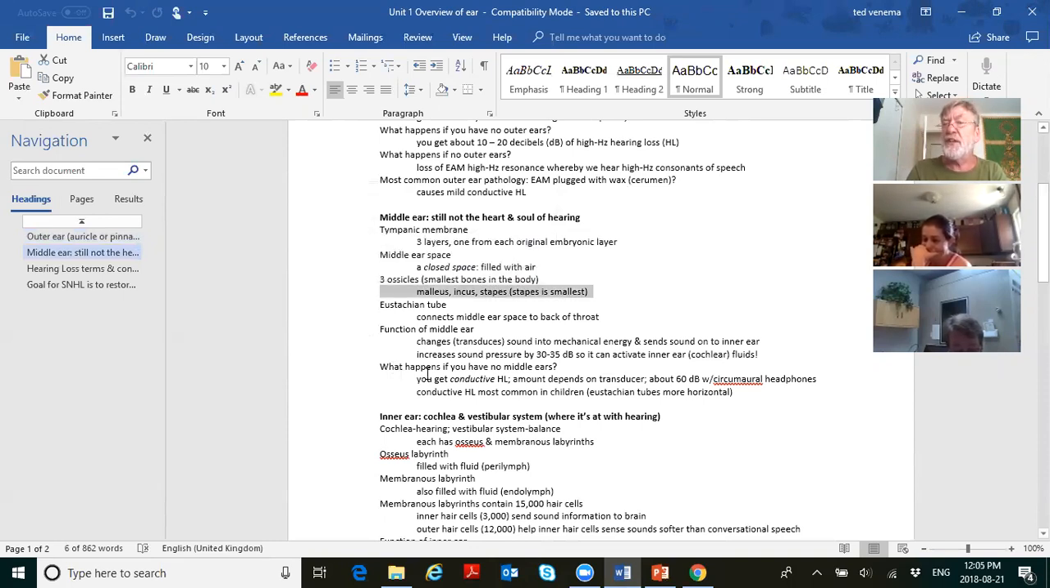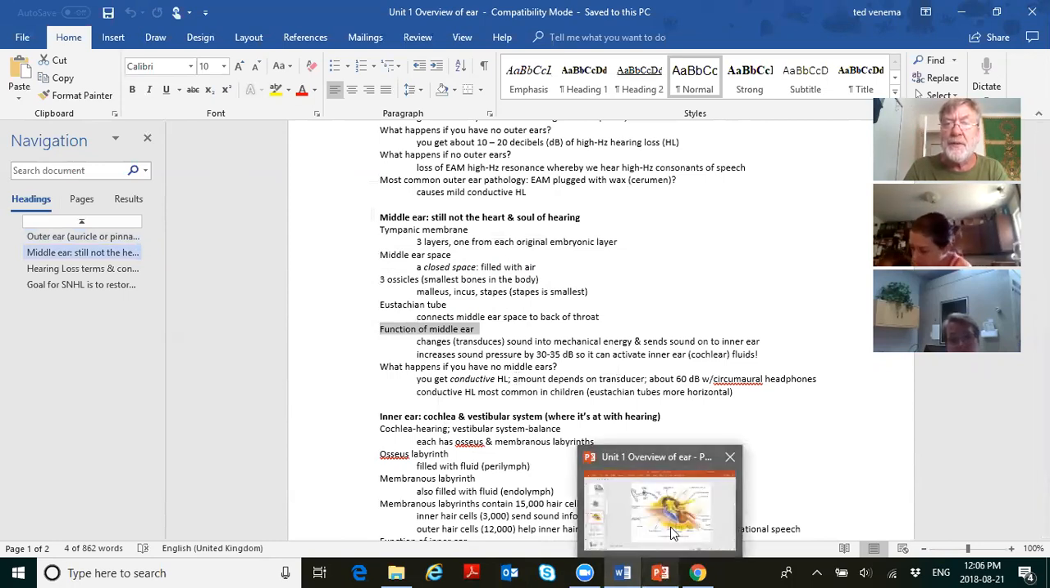And of course, of these, the stapes is the smallest. The eustachian tube connects the middle ear space to the back of your throat. The function of the middle ear changes. Circle that word, transduces. That's a big word in this field. Transduce means change, changing energy from one form to another. The middle ear transduces sound into mechanical energy.